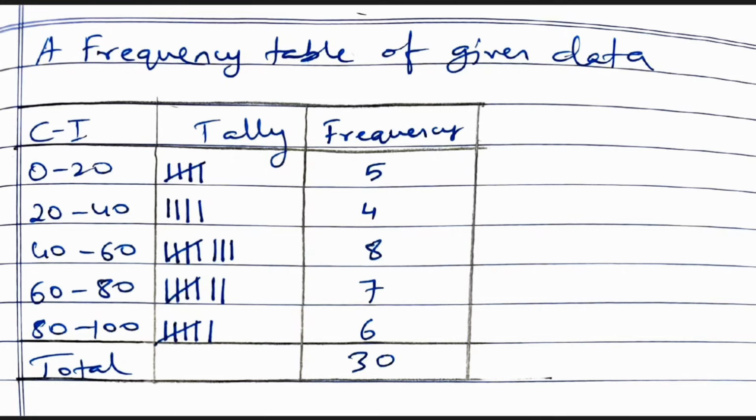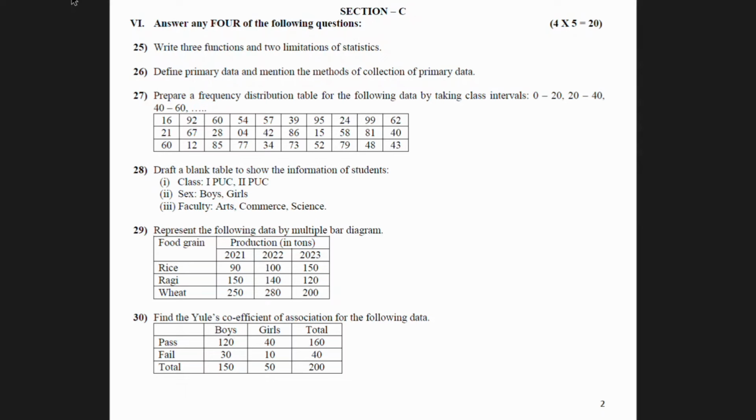The first thing to remember here is, don't go on counting. For example, for 0 to 20, don't go on counting the values, how many of them belong to this one. No, what you can do is first write the intervals. Once you have written the intervals, next go on marking the tally. For example, you have written the intervals here. Class intervals, this is tally. Suppose I have written 0 to 20, 20 to 40, 40 to 60, 60 to 80, and 80 to 100.